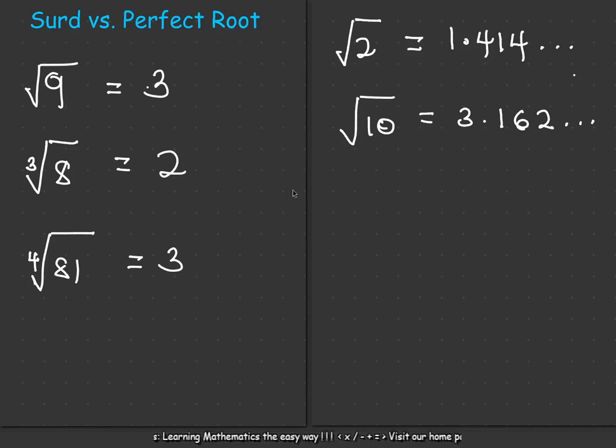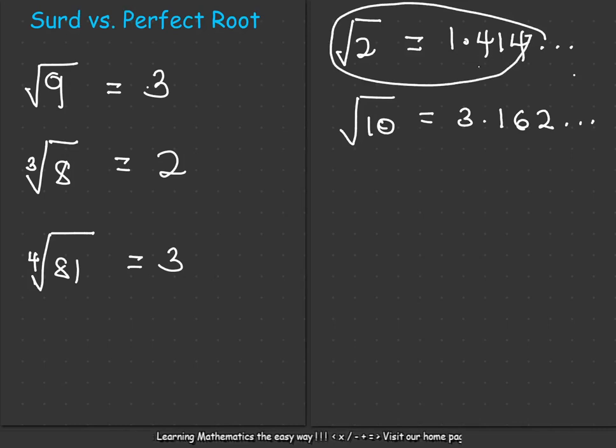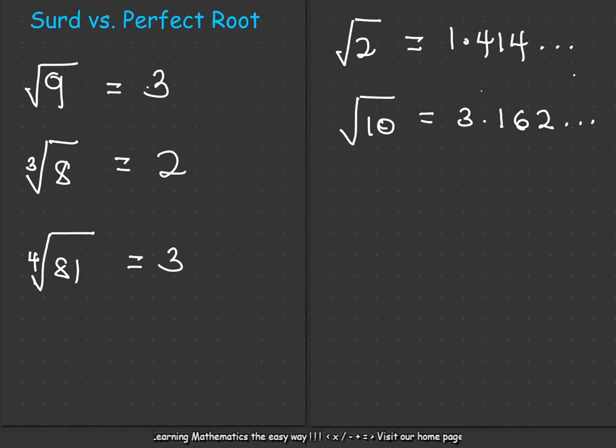So take note of the difference between surds and the perfect roots. If you evaluate a surd expression, the root you get is not a rational number. But for perfect roots, you would get rational numbers.